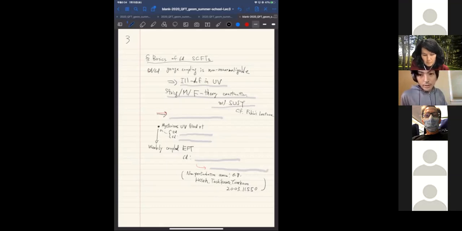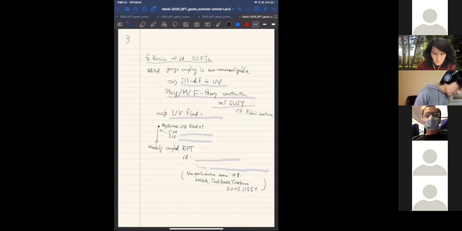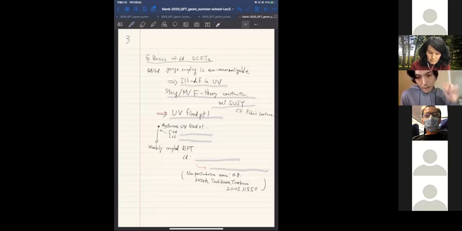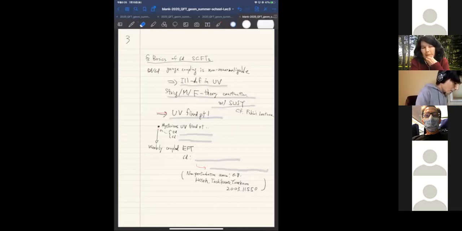These constructions also predict that in many cases, not all, there is a UV fixed point, which is totally non-obvious from the field theory point of view. It comes from the top down, from string theory or M-theory. So you have some mysterious strongly coupled UV fixed point predicted by string theory, and string theory also predicts a flow from the UV fixed point to the weakly coupled effective field theory in the IR. This flow is triggered, in 5D, typically by a mass parameter.